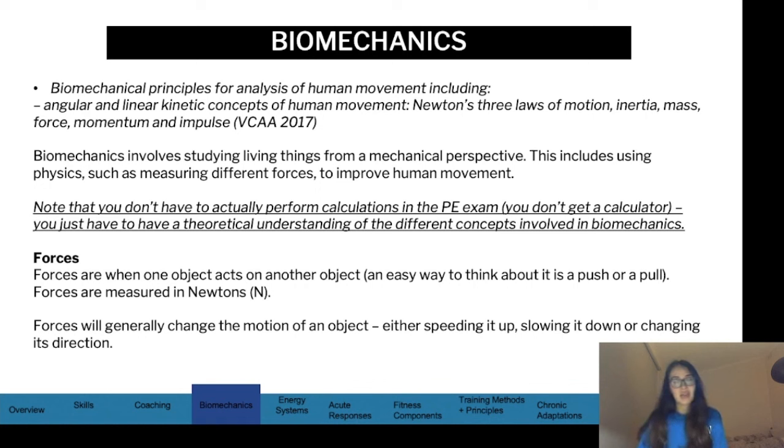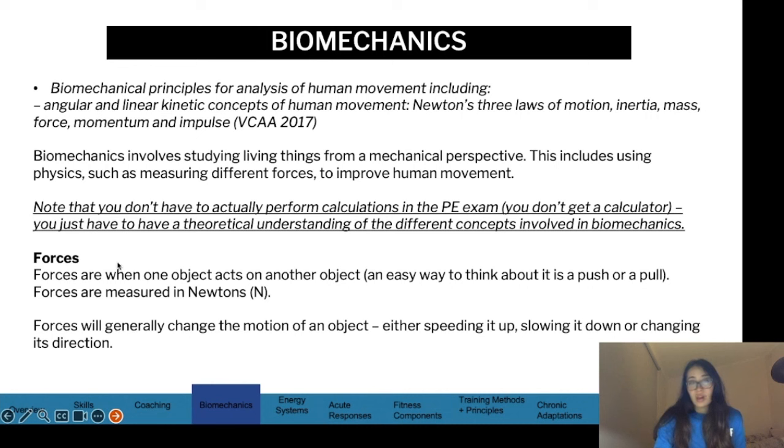Biomechanics, heavy topic. I don't know anyone who does enjoy it, but hopefully you can change your view on it and see that it's quite predictable in the exam. You don't have to do any real calculations in the exam because you don't get a calculator, but you do have to think of some small calculations. And you have to have a lot of theoretical understanding of these biomechanic concepts.